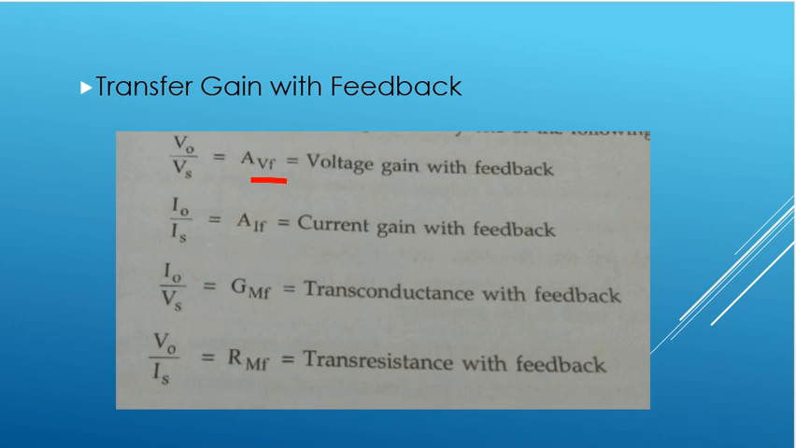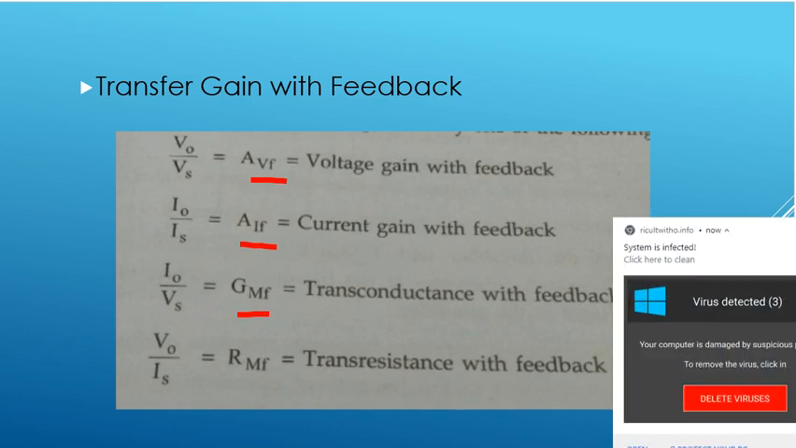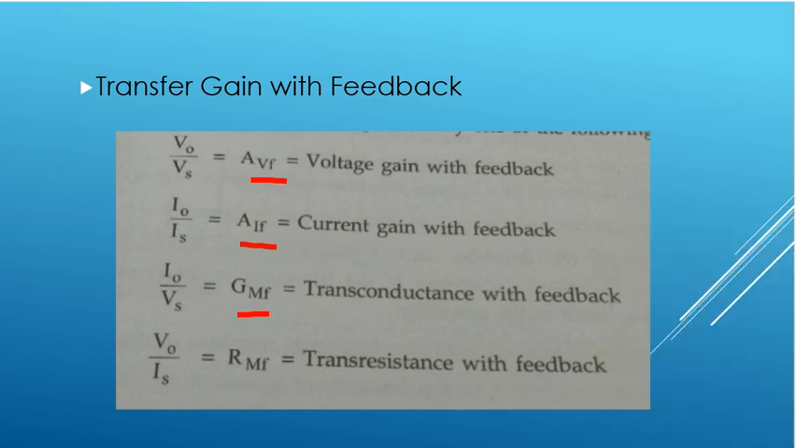Whereas when including the feedback, we have to find the ratio of V0 to the signal source Vs. Similarly, the current gain with feedback is AIF, the ratio of I0 by Is. The transconductance with feedback is I0 by Vs, so we are including the source in the calculation here. The transresistance feedback amplifier is calculated with V0 by Is.